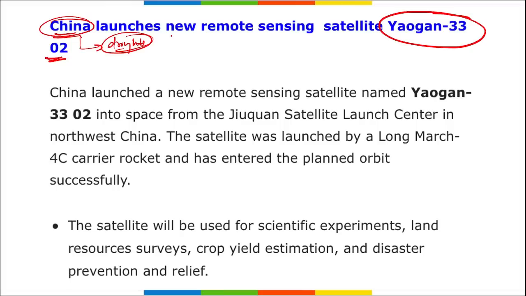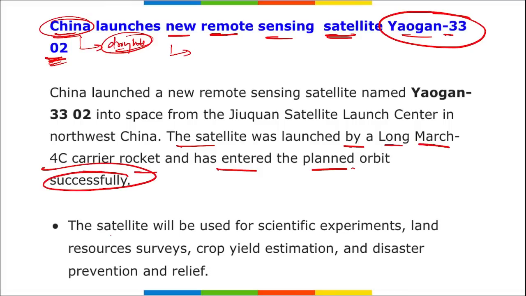So coming back to the news, China launched a new remote sensing satellite, Yaogan 3302. Apart from this, they have also launched their own space station, the Tiangong space station, and the Wentian module was recently launched into orbit for the space station itself. These satellites were launched by a Long March 4C carrier rocket that has entered the planned orbit successfully. These satellites will be used for scientific experiments, land resource surveys, crop yield estimation, and disaster prevention and relief.